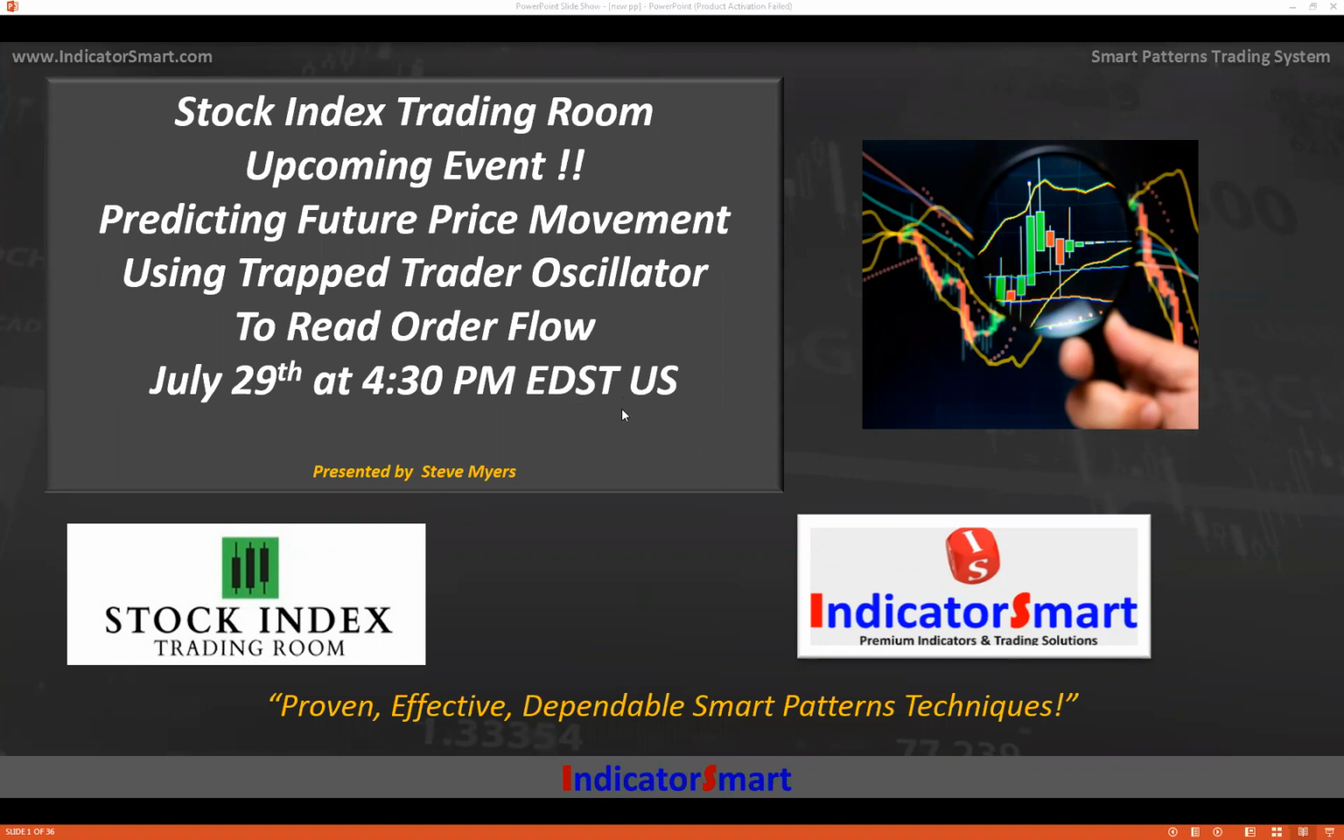And in this event, we're going to show you how in the room and how our members are predicting future price movement using Trap Trader Oscillator to read order flow. And this is going to be an introduction to that, so you'll know a little bit about what we're doing. It is a single idea event. It will be the only concept and idea that we cover in this event. And we're going to have some registration information for you in just a second if this is something you would like to come and look at.